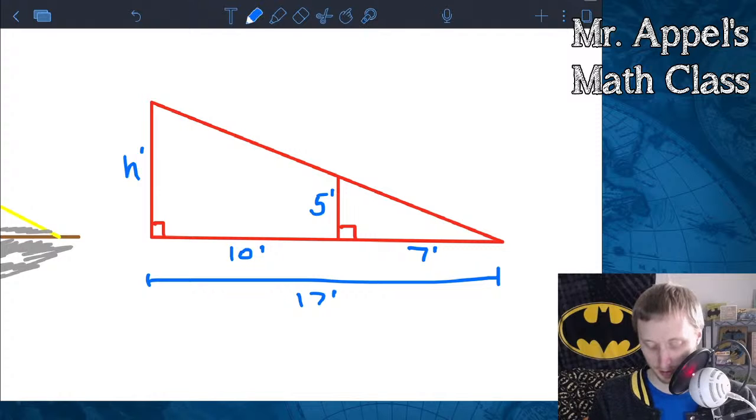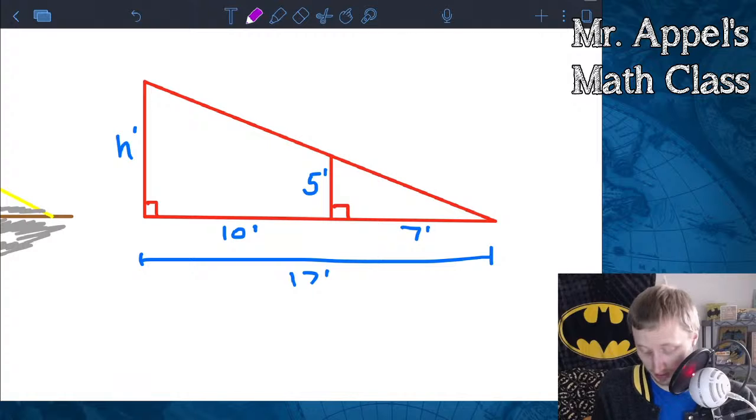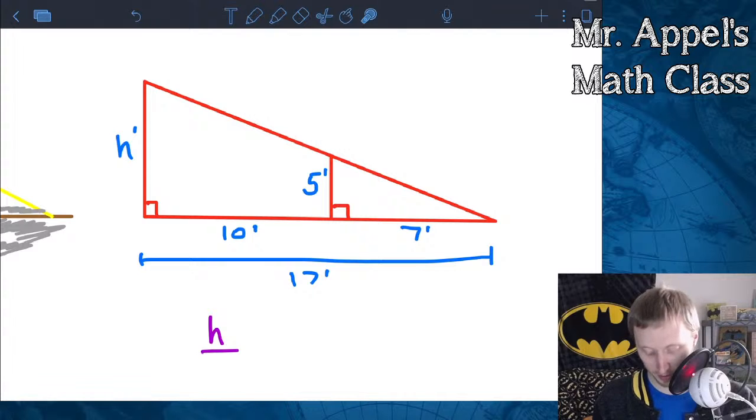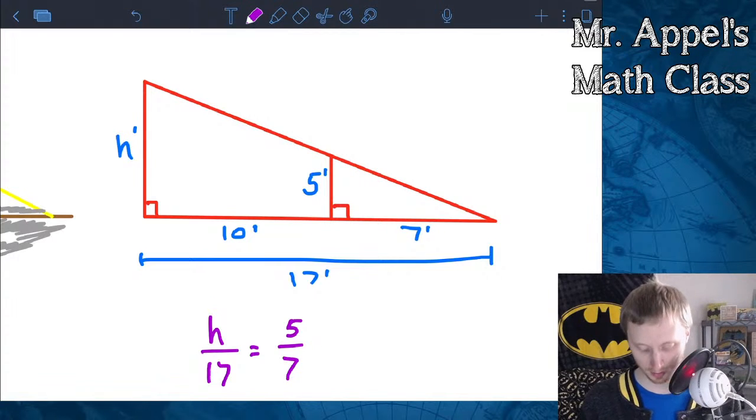Start with setting up the proportion. I always like to start with the variable I'm trying to find. In this case, h. Set that over top of something. I like going within a triangle. So if this is this side of the triangle, let's pick the other side from the same triangle. So I'm going to put it over 17. Set that to the ratio of sides in the smaller triangle. So we did the vertical over horizontal, so do vertical over horizontal again. 5 over 7, solve that for h.